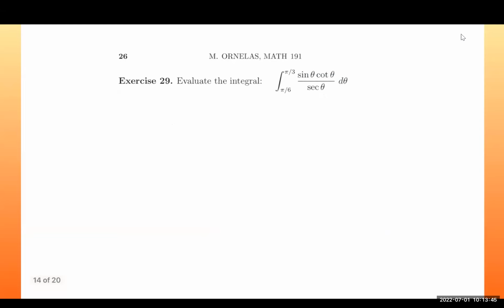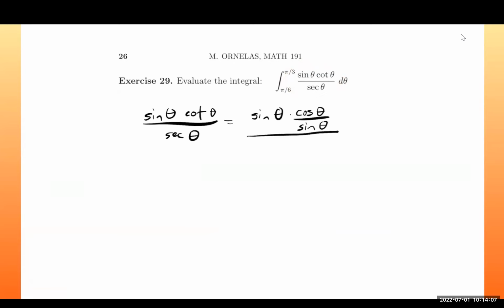All right, let's look at the final problem in this section. This integrand can be simplified, so let's just focus on the integrand for now. Sine theta cotangent theta over secant theta can be rewritten as sine theta times cosine theta over sine theta, that's the definition of cotangent, divided by 1 over cosine theta, which is the definition of secant. As you can see, these sines will cancel. When you multiply by the reciprocal, that's going to be cosine squared.